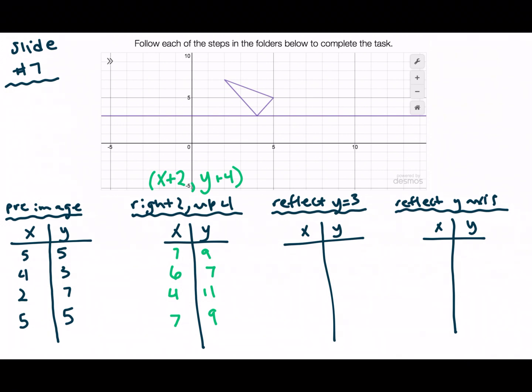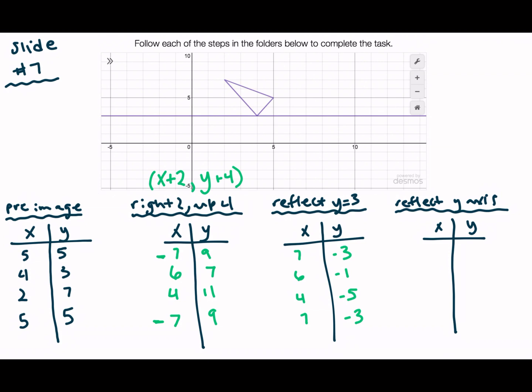So our first coordinate, 7, 9, went to 7, -3. Our next coordinate, 6, 7, went to 6, -1. Okay, our last coordinate, 4, 11, went to 4, -5, and then notice that these coordinates are just a repeat. Okay, so that coordinate is 7, -3.